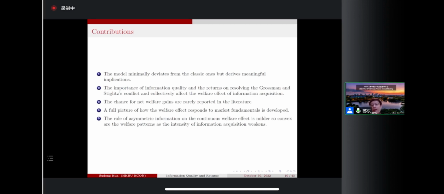And they altogether affect the welfare patterns because of the information acquisition. And thirdly, I have the chance for net welfare gains. This is really rare in the literature. And I have a full picture of the welfare patterns. And I simulate the role of asymmetric information in the continuous case and see the convexity of my welfare patterns.